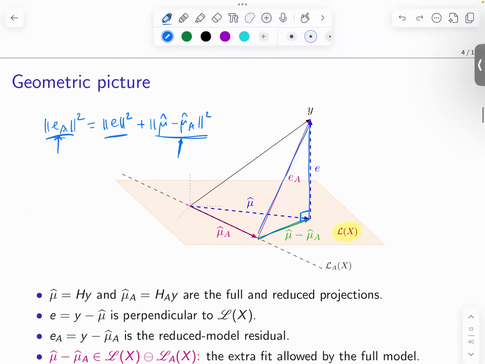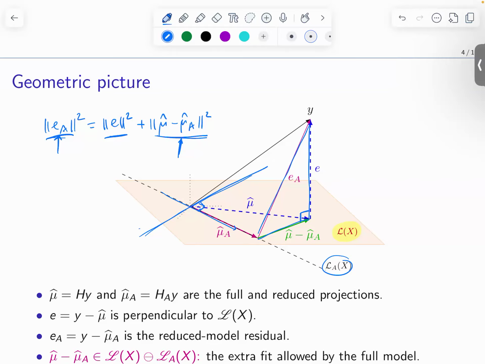You can see it here. Anything in L_A of x is not allowed to move in this perpendicular direction. This direction is orthogonal to that line, but it's still in L of x. So this direction is lost. If you remove this, then we don't allow the mean vector to vary in this direction. It's constrained to only vary in this direction. That's another way of saying it.